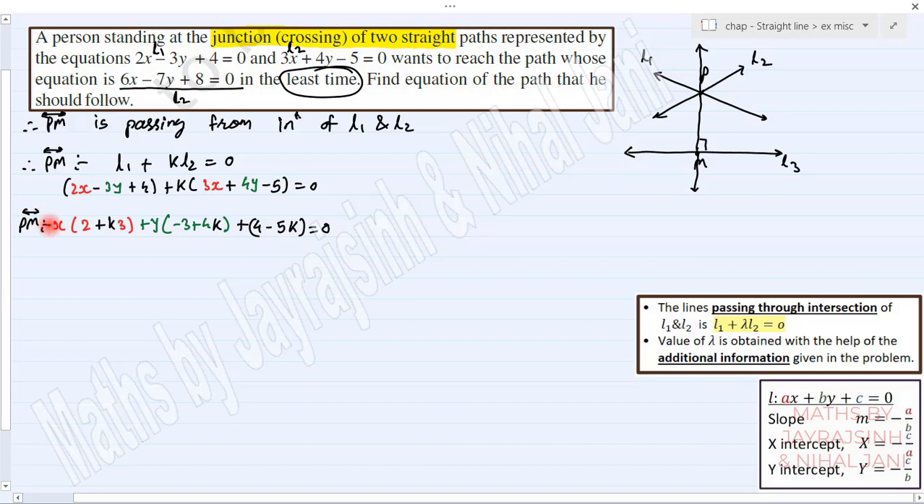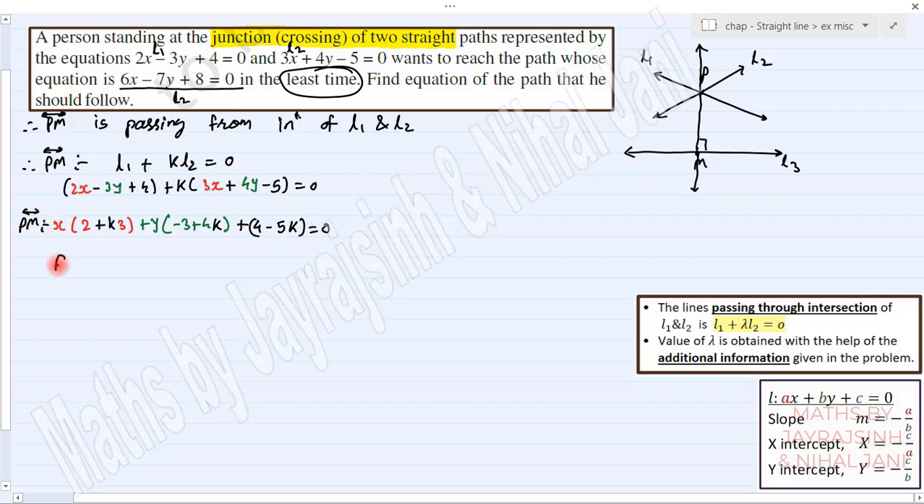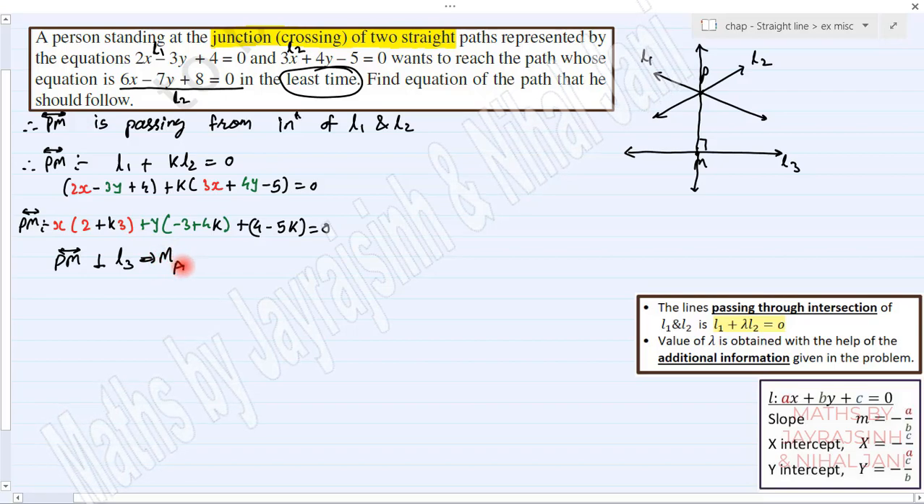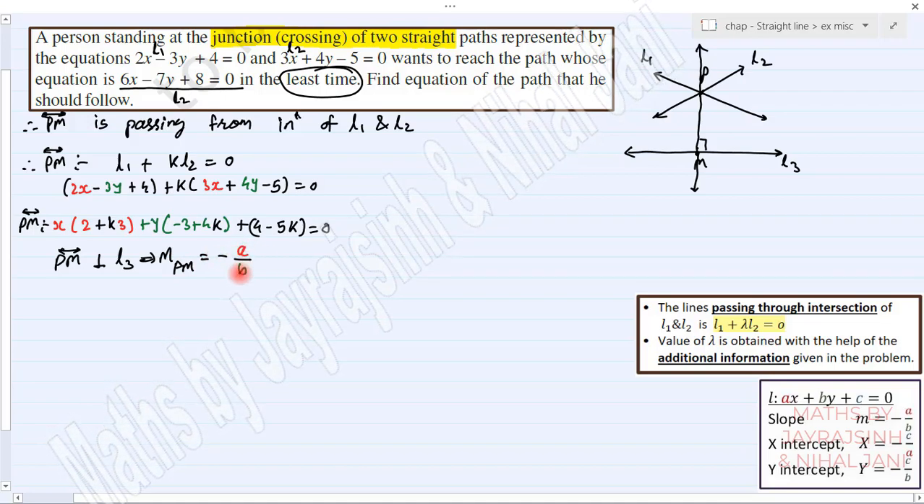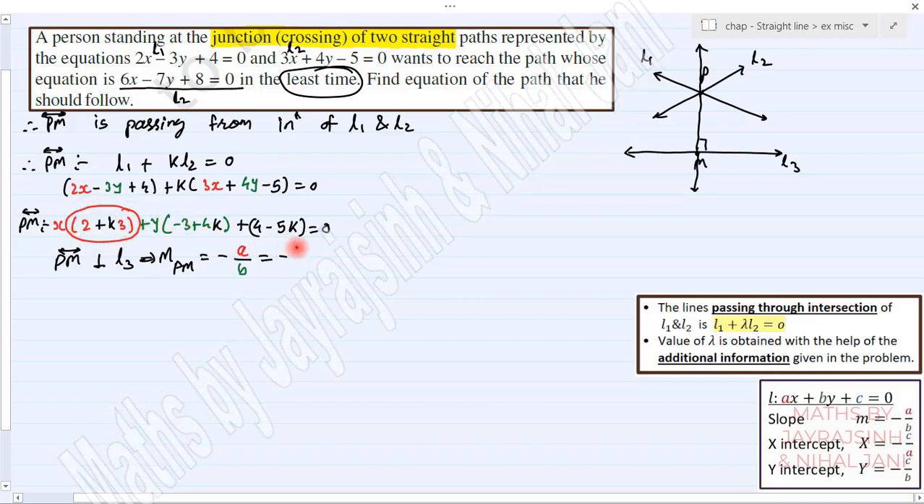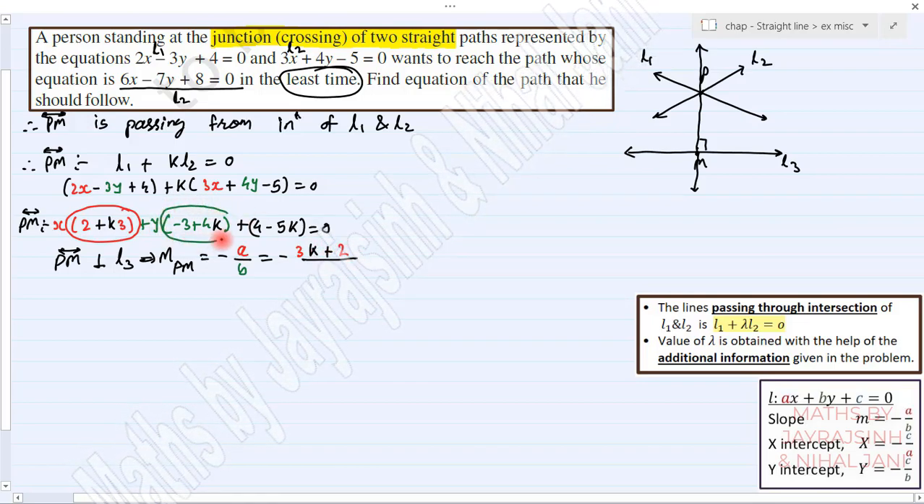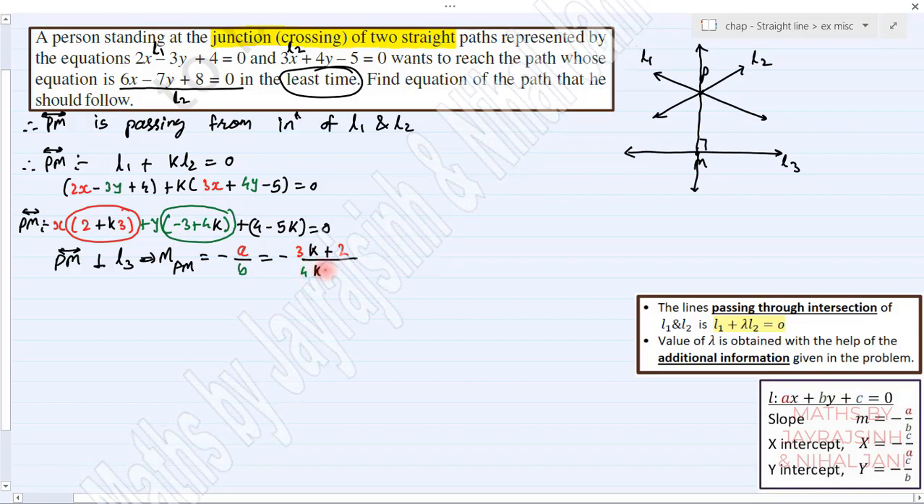Now we just have to find the value of K, and to get the value of K, let's use the condition in which PM is perpendicular to L3. So we can say the product of slope of PM and slope of L3 must be minus 1. So first of all, let's try to get slope of PM, which is given by minus A by B. Here A is nothing but coefficient of X, which is given as 3K plus 2, and B is nothing but coefficient of Y, which is 4K minus 3.